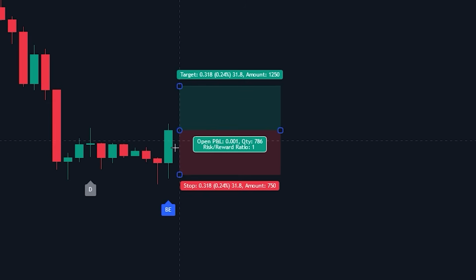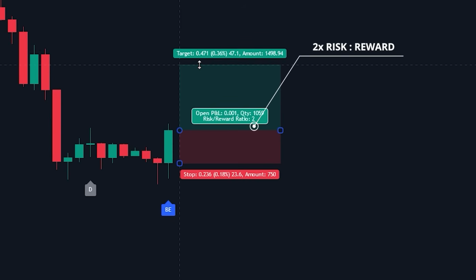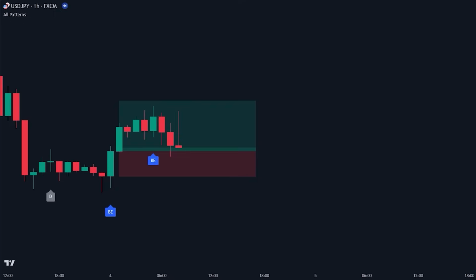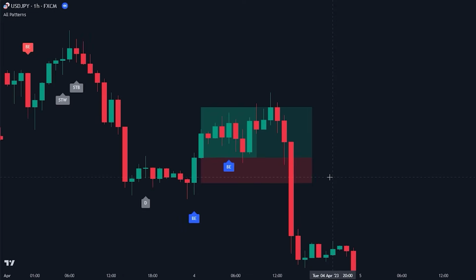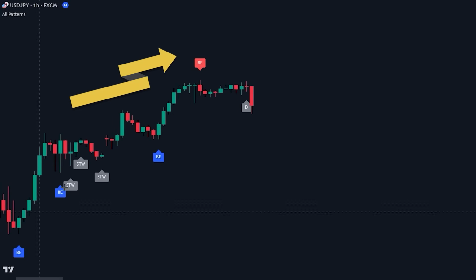We will be placing the stop loss at the recent swing low. For the take profit, we will be targeting a 2 times risk to reward ratio. Now let's see how the trade plays out. In this case, we can see that a large uptrend was taking place.